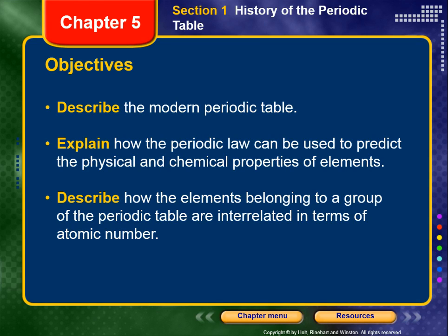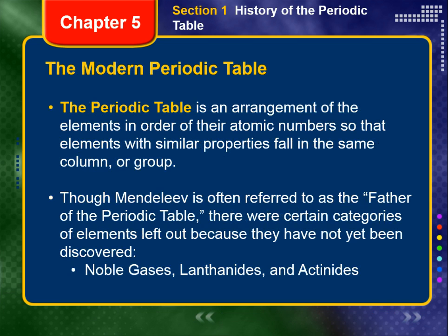At the end of this video, I want you to be able to describe the modern periodic table, explain how the periodic law can be used to predict the physical and chemical properties of elements, and describe how the elements belonging to a group of the periodic table are interrelated in terms of atomic number.